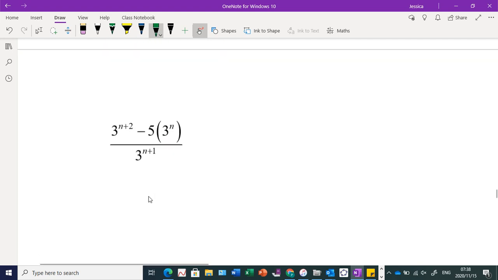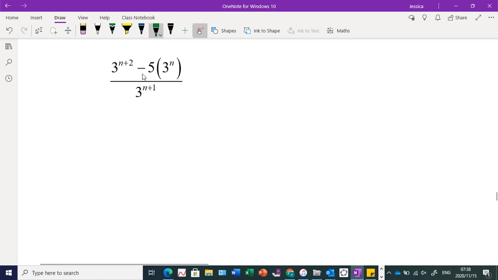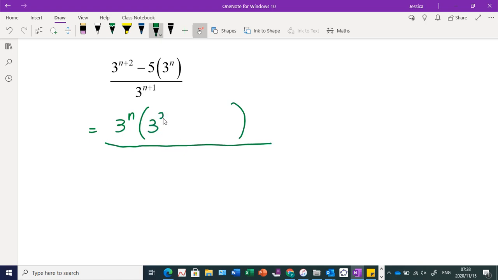Okay, the next type involves simplifying a fraction. Now remember, what you cannot do with fractions, you can't start subtracting pieces. What you've got to do is factorize it in order that you can then divide things out. So there's a common 3 to the n on the top here. And now we're working backwards here. We need to know how our rules work. So in order to get 3 to the n plus 2, I actually need 3 to the 2. Remember when we multiply these two things, we're going to add the power and we're going to get that term. Then I just need to multiply the 3 to the n by 5.